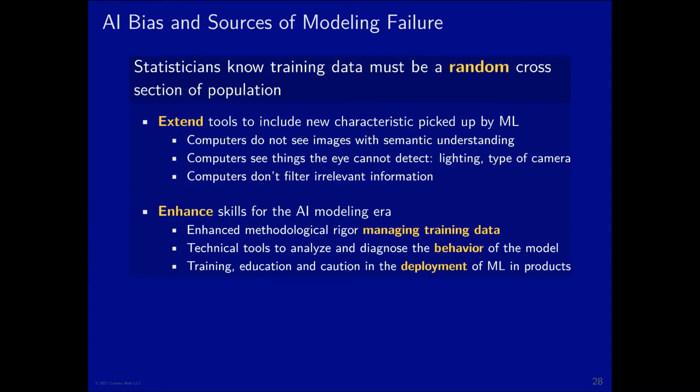It's important here to recognize that this is not a new phenomenon. Statisticians have known for a long time that if you're going to train a model on data, it must be a random cross-section of the population. You go back to the famous Dewey defeats Truman election call after the war, where there was a poll done, but it was only done of people who had telephones, which at the time was overwhelmingly Republicans, and they called it wrong because they didn't have a random sample. Statisticians have been aware of this, are aware of this.